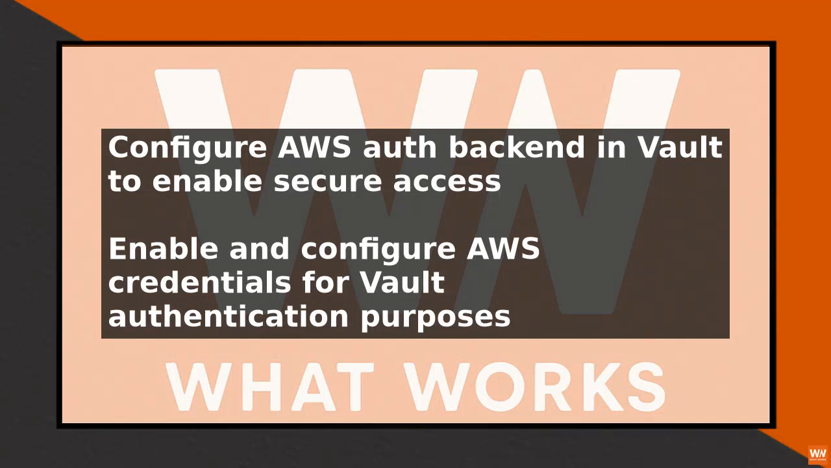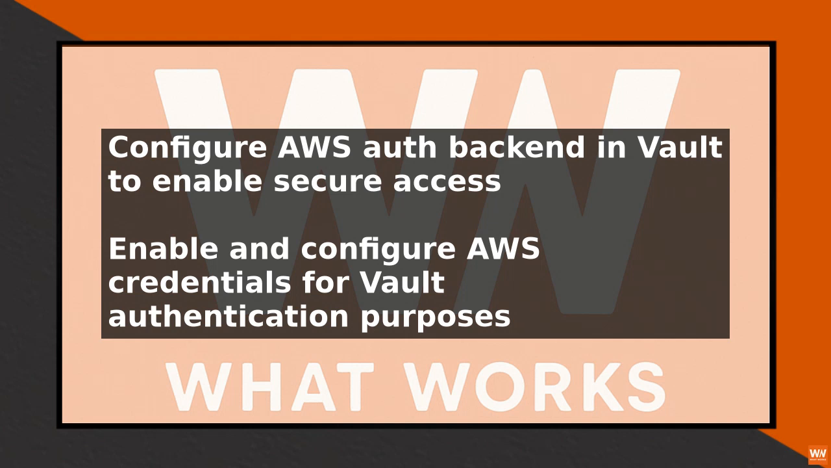To configure Vault AWS Auth, you need to follow these steps. First, understand the key concepts involved in Vault AWS Authentication. Vault is a secrets management tool that provides secure access to sensitive data, and AWS Auth is a method of authenticating with Vault using AWS credentials.